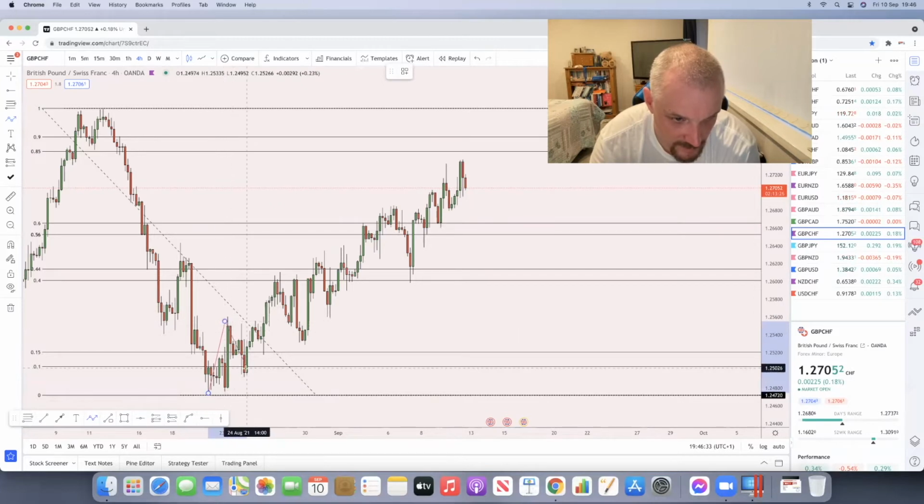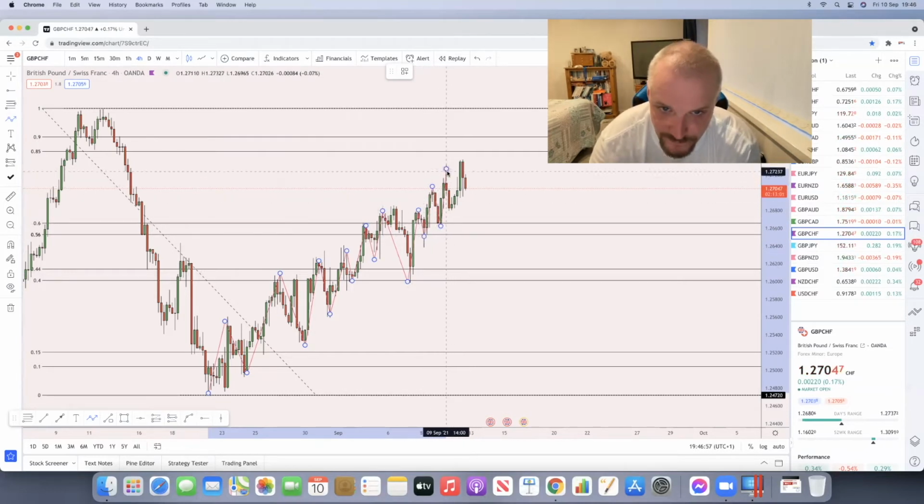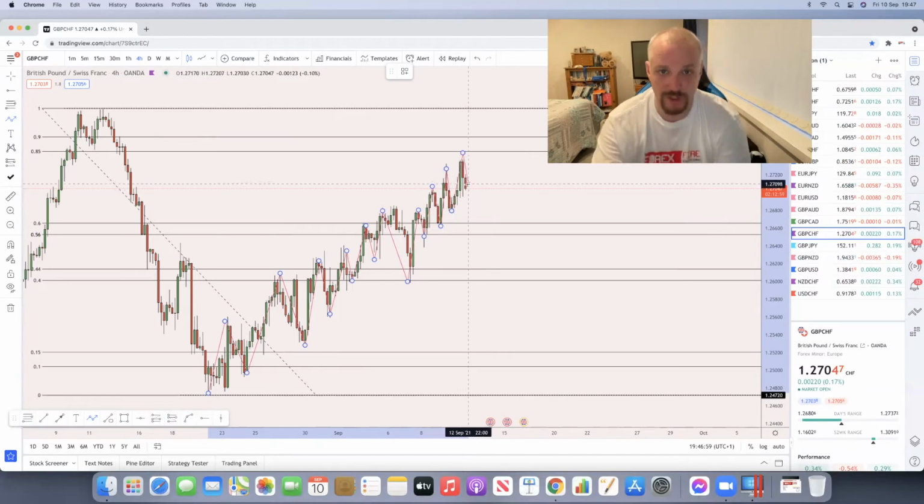Come up, respected. Bounced off the zone, come back down, didn't quite go into the zone, up back into the zone, a little bit of a fake out, come back in, then it pushed out, a little bit of consolidation, up to the next zone. Didn't quite, you could see that was a fake out, come back down to the zone, back out, in the zone, back out, retest the zone, and so on. And basically that's it, guys. I mean, these zones will be tested and tested and tested again.